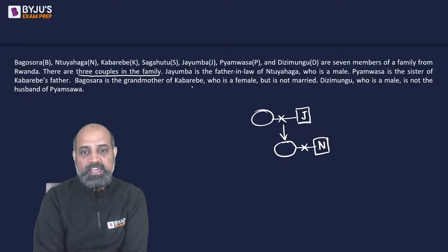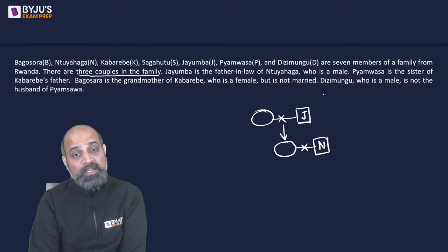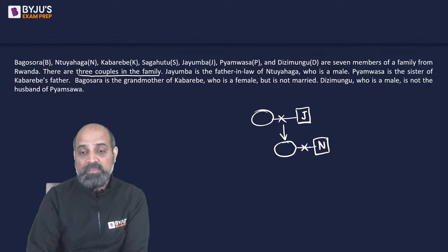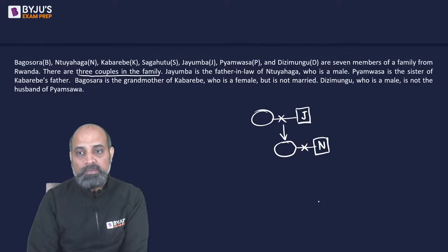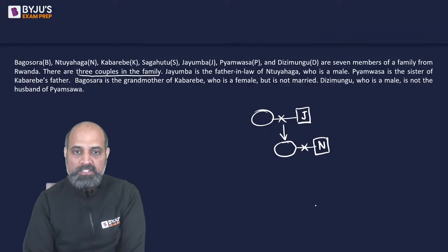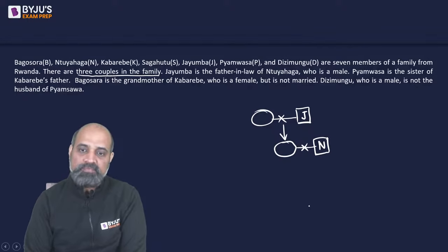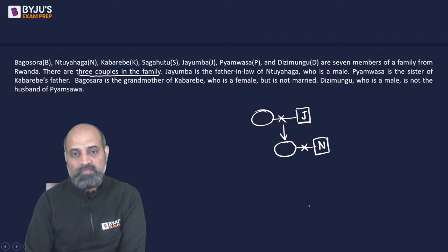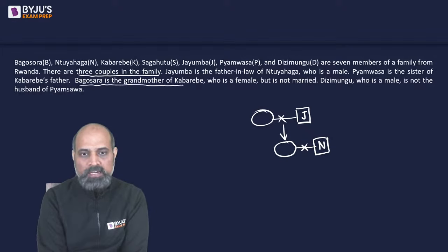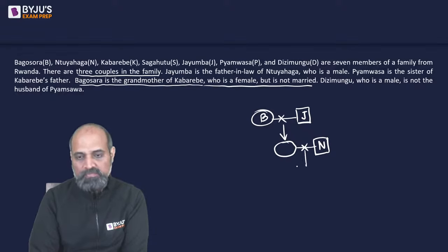B is the grandmother of K, who is female, right? K is female but is not married. So B is the grandmother of K, and D, who is a male, is not the husband of P. P is the sister of K's father. B is the grandmother of K. K is female but is not married. So B is the grandmother of, maybe, I mean, K is the daughter of N in this.